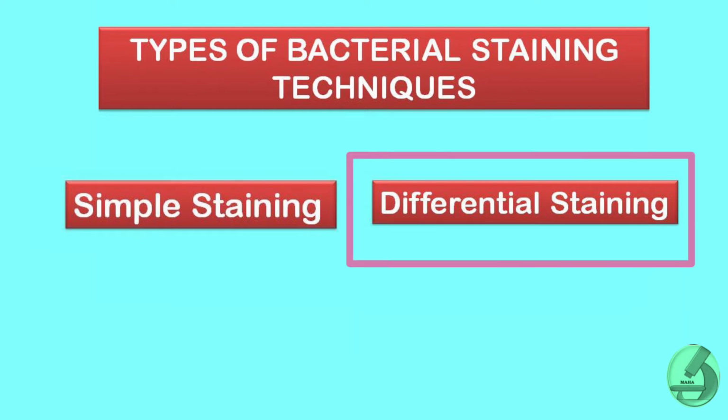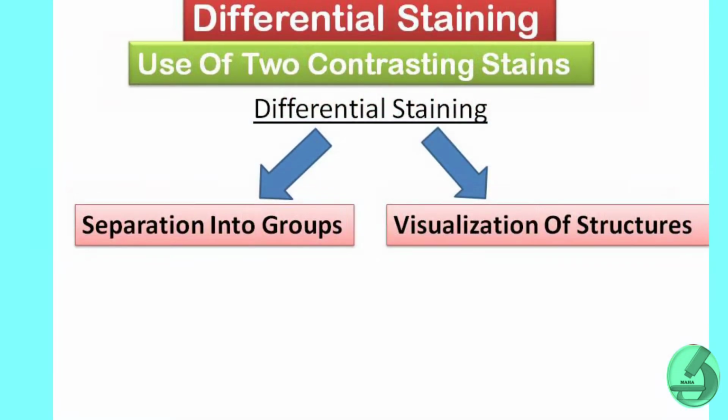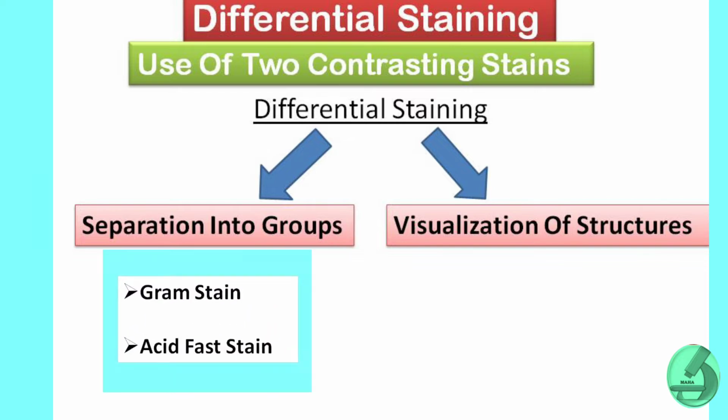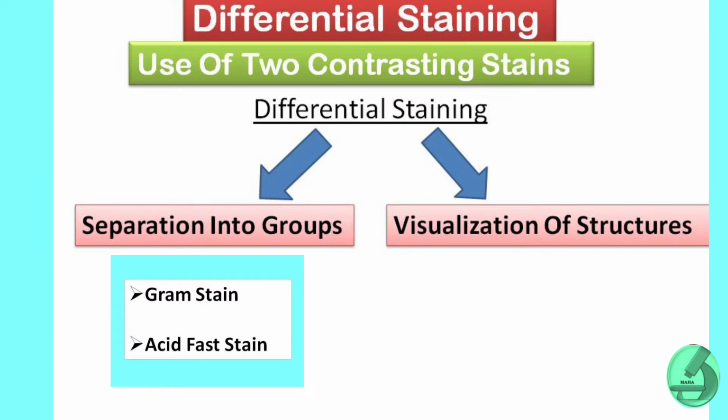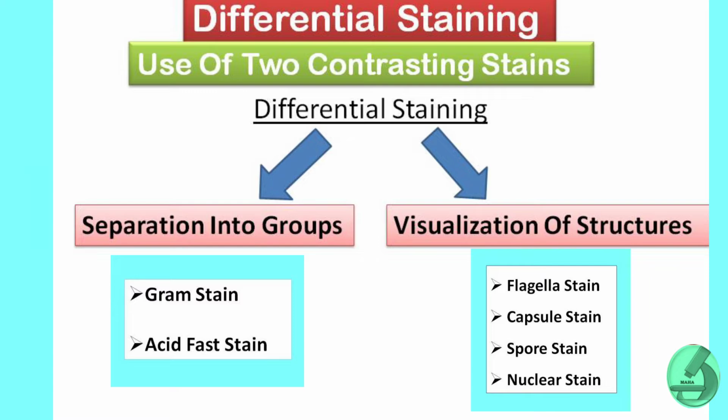While in differential staining, two contrasting stains are used. Differential staining is further divided into two groups. The first one is separation into groups, in which the Gram stain and acid-fast stain are included. The second one is visualization of structures, in which the flagella stain, capsule stain, spore stain and nuclear stain are included.